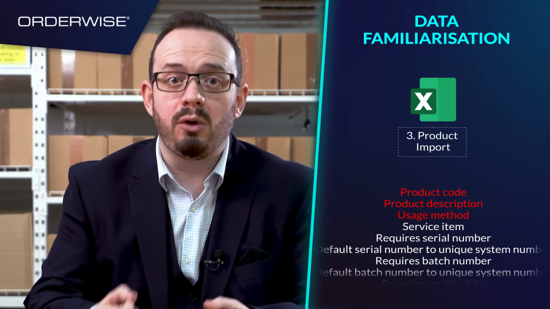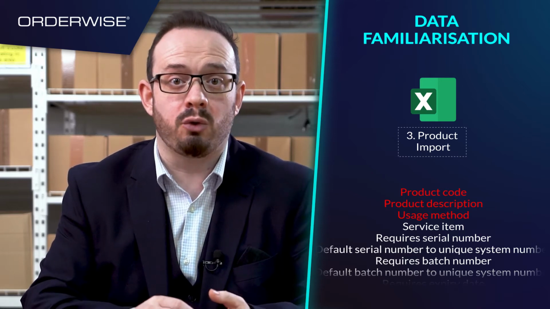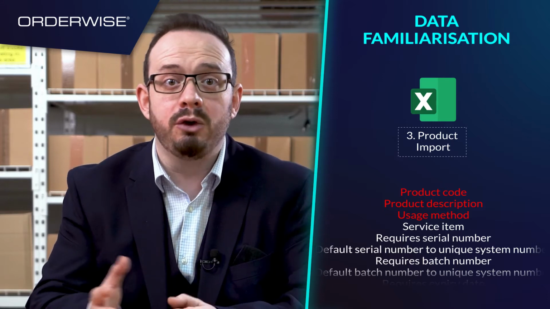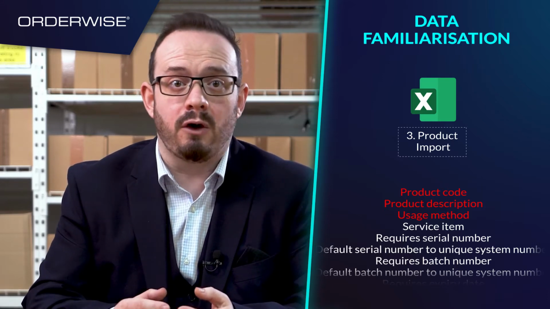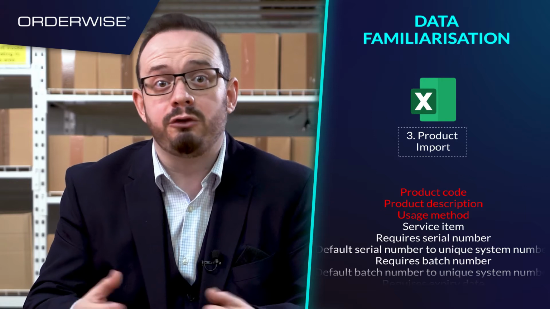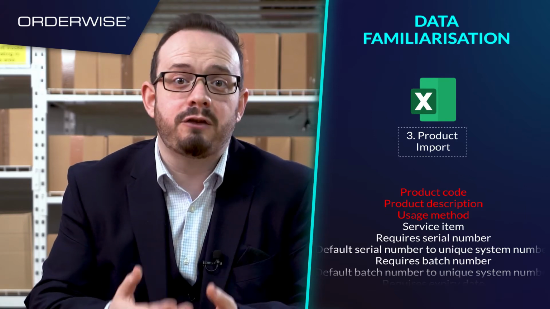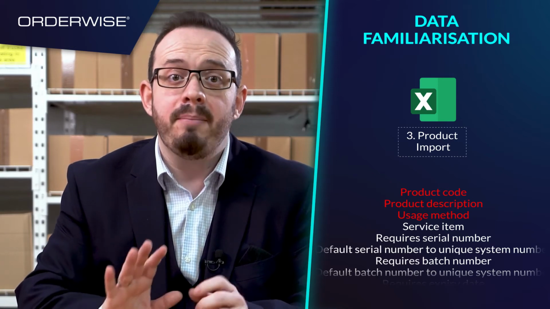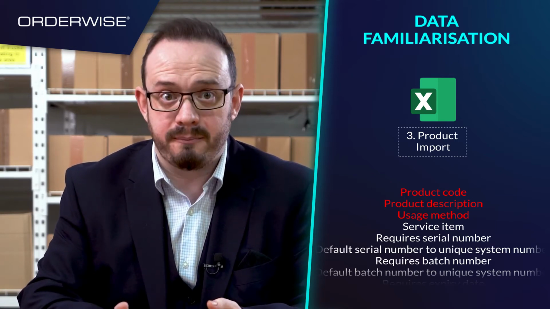The usage method will help OrderWise to determine the order in which your stock will be dispatched. Each product can be configured differently depending on your needs, but common options are to choose first in, first out, or soonest expiry, or your trainer can discuss with you implementing walk routes in your warehouse. If you're not sure, please just feel free to leave it as FIFO.